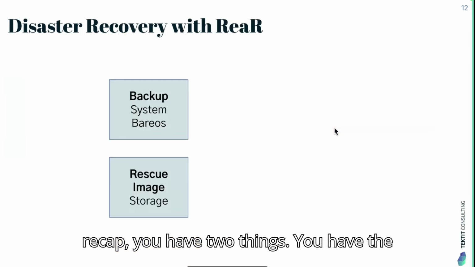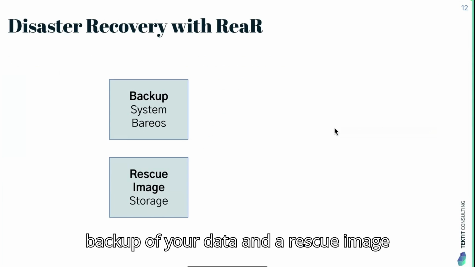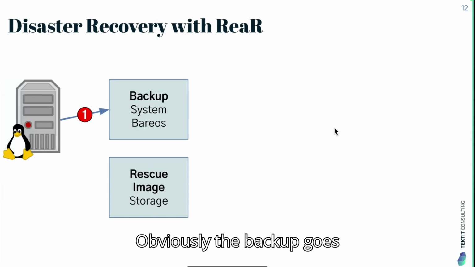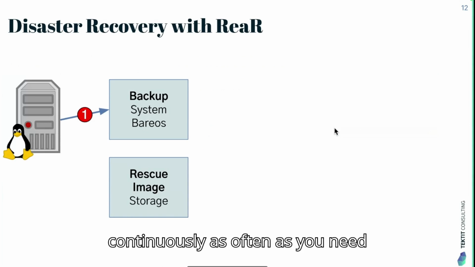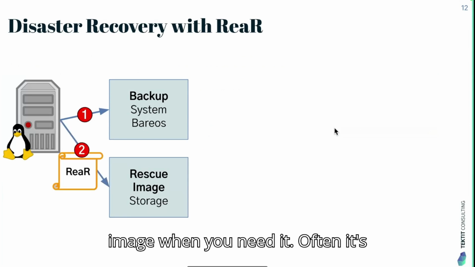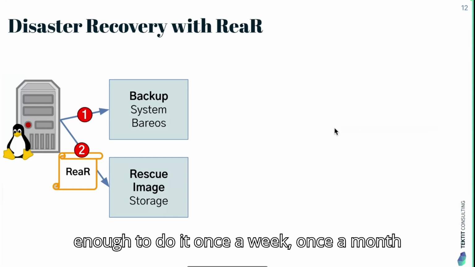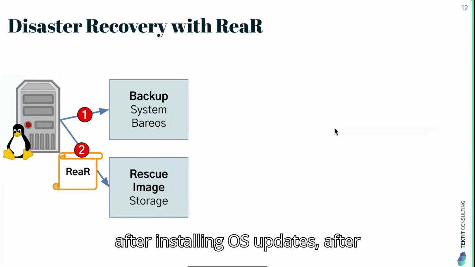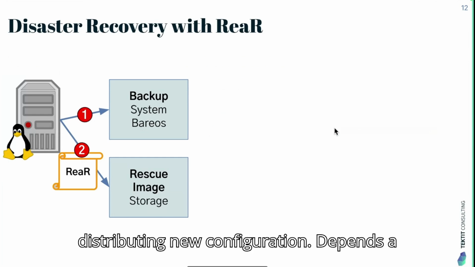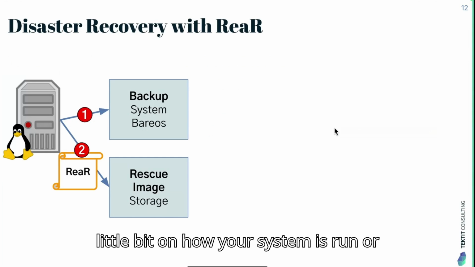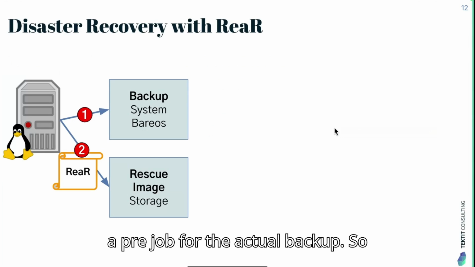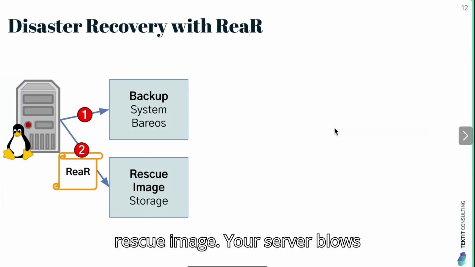So, quick recap, you have two things. You have the backup of your data and a rescue image that you create with ReaR. And then, obviously, the backup goes continuously, as often as you need it. You use ReaR to create the rescue image when you need it. Often it's enough to do it once a week, once a month, after installing OS updates, after distributing new configuration. Depends a little bit on how your system is run. Or often also people run ReaR as a pre-job for the actual backup. So whenever the backup runs, it creates a new rescue image.